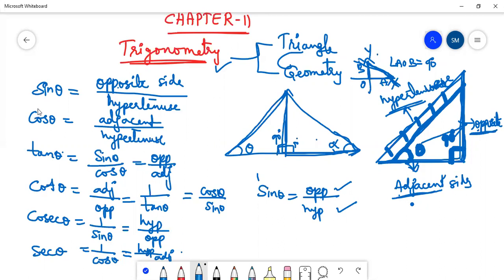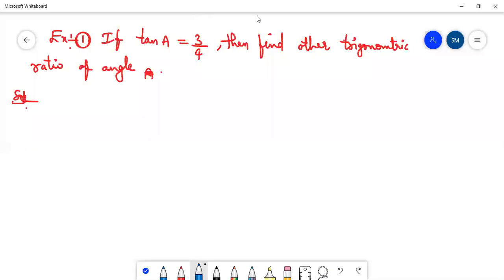These are the trigonometric functions discussed in the right angle triangle. The lengths of the triangle sides are expressed in different ratios. You have to remember these 6 trigonometric functions; they are very, very important in this chapter. These are the basic things.